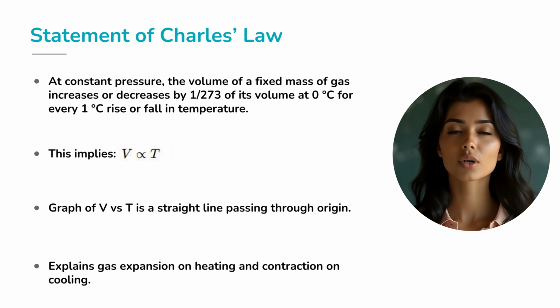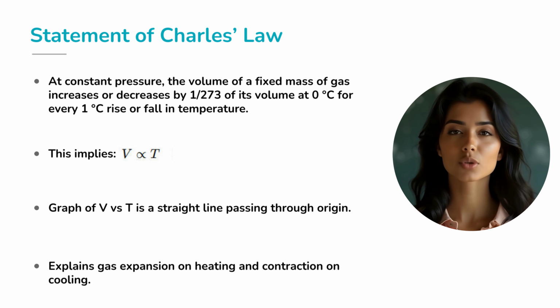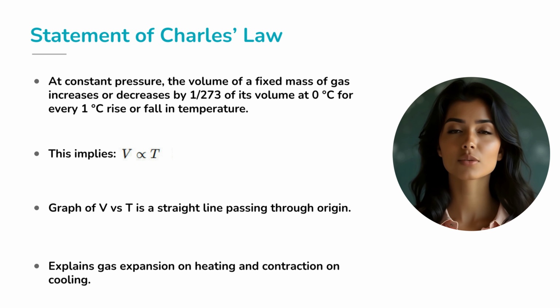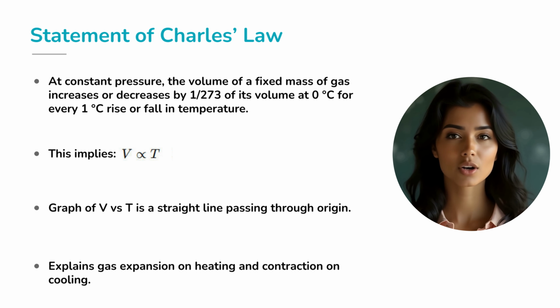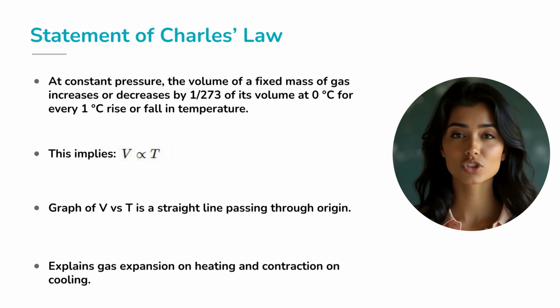So let's state the law clearly. At constant pressure, the volume of a fixed mass of gas is directly proportional to its temperature measured on the absolute scale. In simple words, if you heat it, it expands. If you cool it, it contracts. Mathematically, we write V is proportional to T. That means volume divided by temperature is a constant. And when we plot volume against temperature, the graph is a neat straight line through the origin. This is why balloons grow bigger in the sun and shrink in the fridge. They're just following Charles's law.